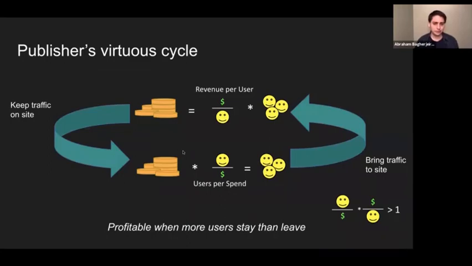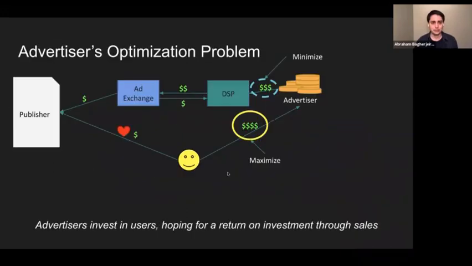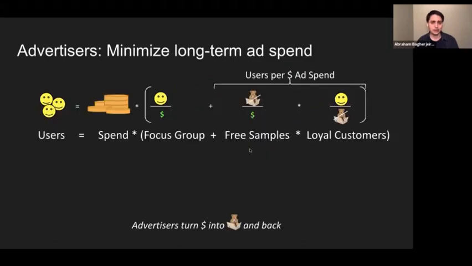So the publisher then has this nice virtuous cycle, right? It gets money from users through advertising. It channels that money back into building its site better and also driving traffic, then perhaps even running ads on its own. And as long as the rate at which it makes money from users is greater than the rate at which it spends it, it becomes a profitable business. The advertiser then has to invest in its users, and it hopes for a return on investment. So ideally, it expects more money for the products than it spends on advertising.